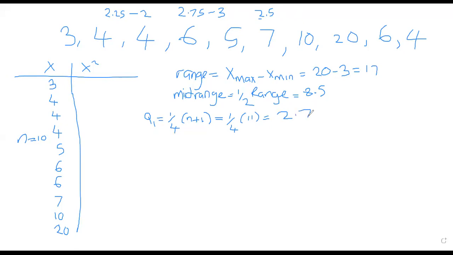2.75. So we're going to round off this one to what? To 3. The third position, yes. So what is the third position here? 1, 2, 3. So this is called our lower quartile, which is Q1. So what is Q1? 4. Oh, good. So Q1 means what? The lower quartile or the first quartile. Q2 means the second quartile or the median.